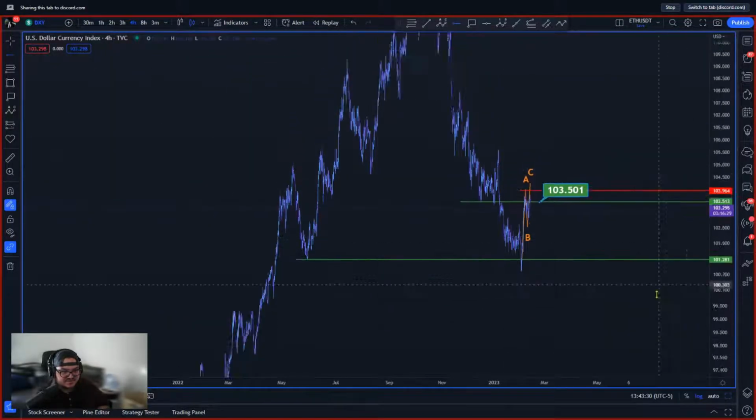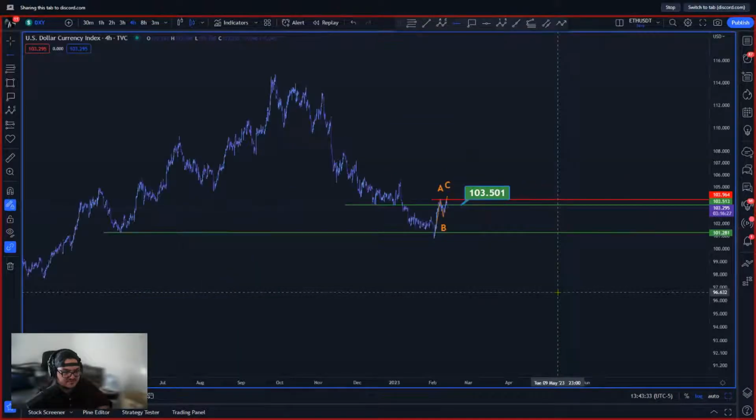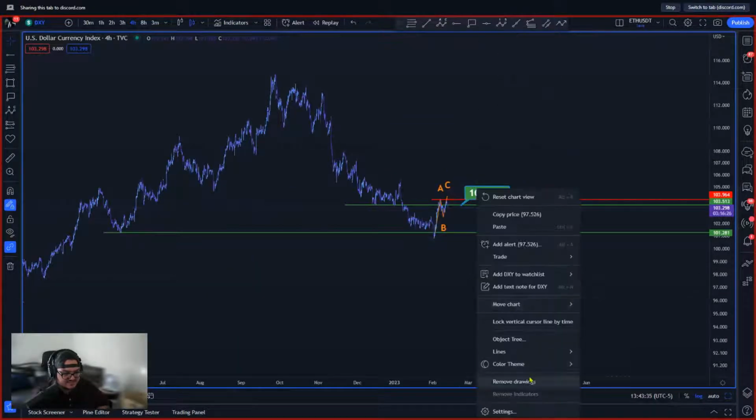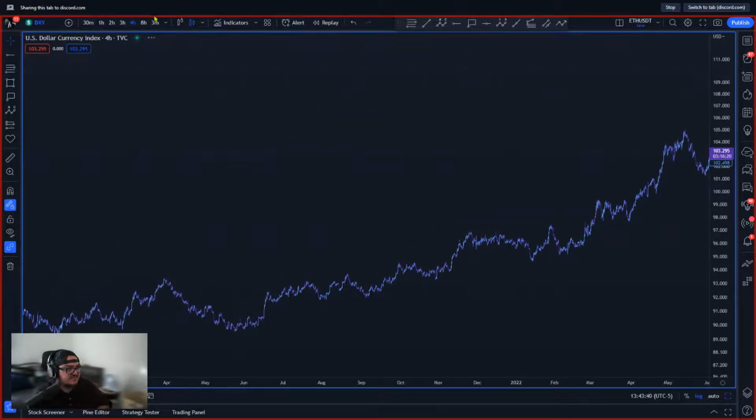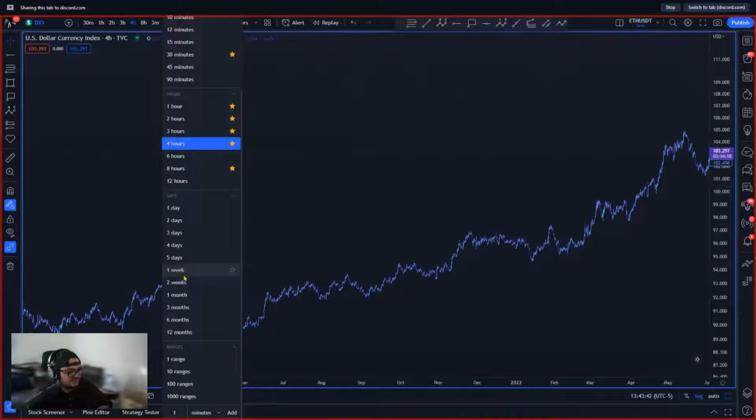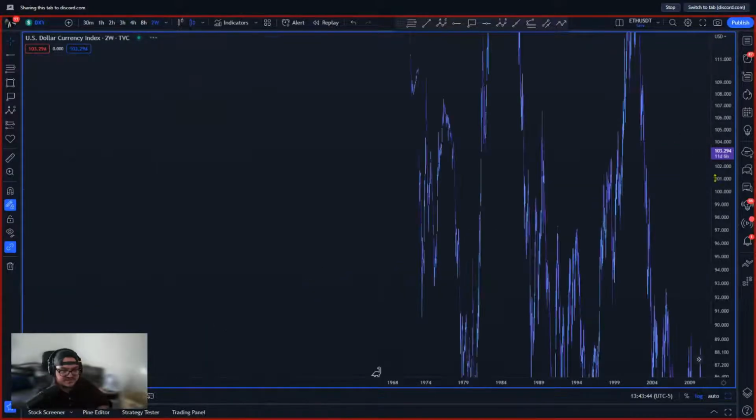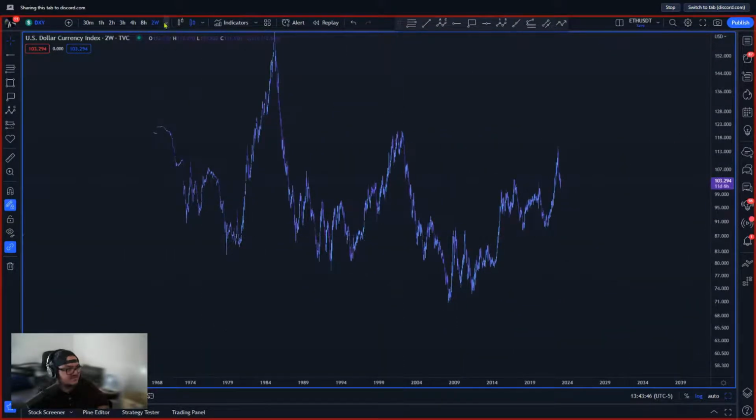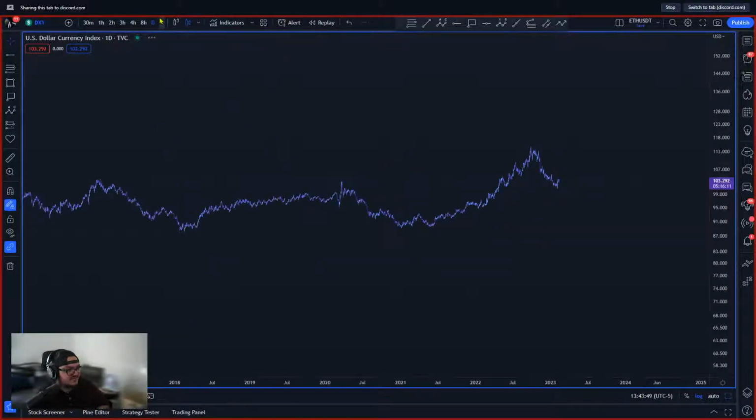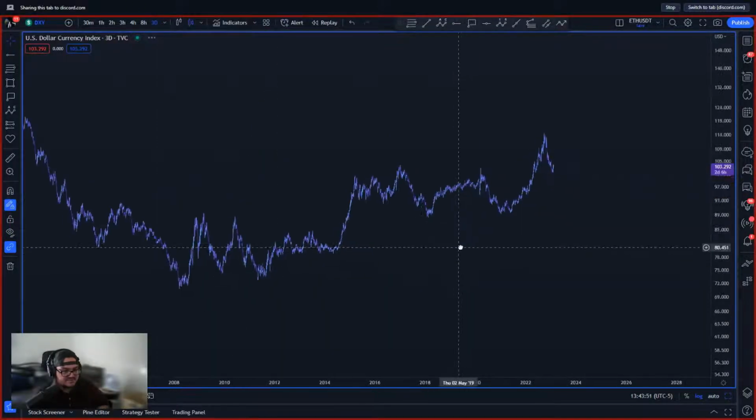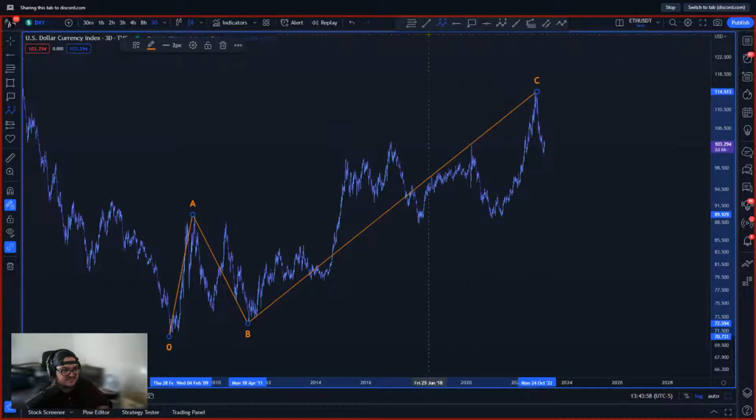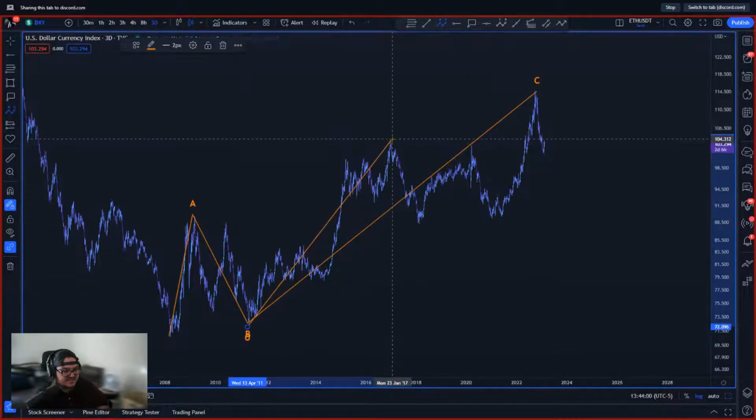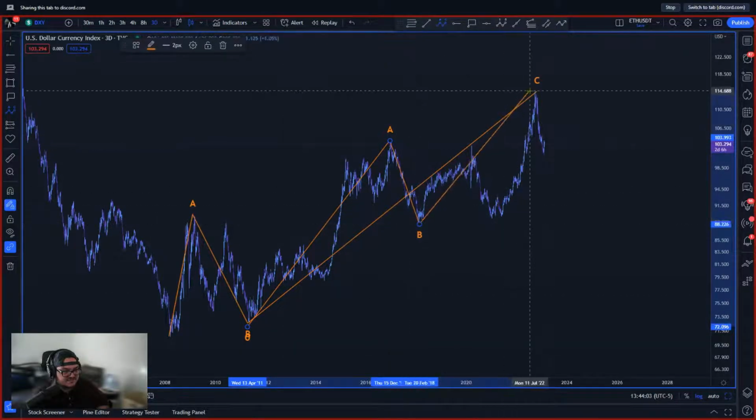DXY. I know DXY is important, so we can go over that. I wonder, did the DXY put in a higher high? It did not. Okay. So for the DXY, if you guys are new, we'll go ahead and do 2 day, 3 day. There you go. The DXY is currently holding above a major macro bearish ABC. All right. We have the ABC there, and we have an A to a B to a C.